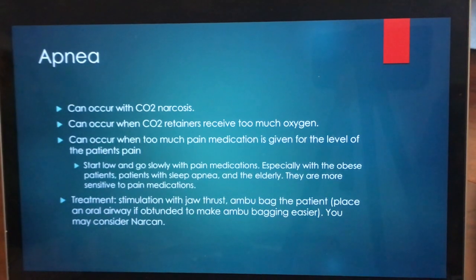So it's really important to start low and go slow with pain medications, especially with the obese patient, patients with sleep apnea, and the elderly. They are more sensitive to pain medications.